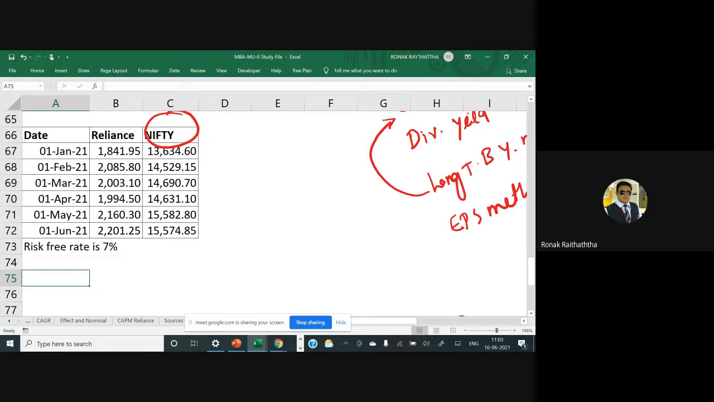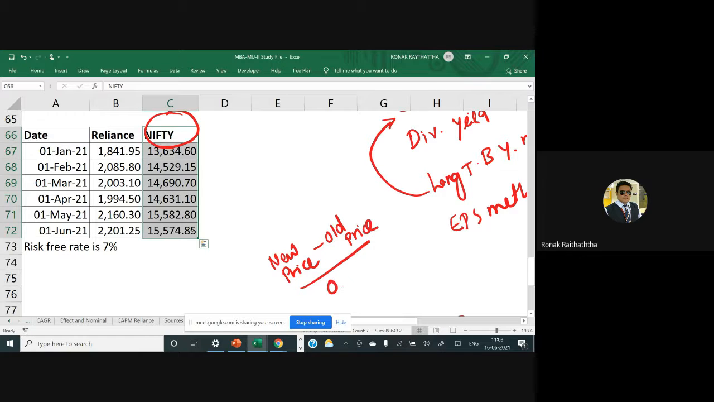So how do we find the return from Reliance and Nifty? Returns can be found by using one very simple formula. Here in this case, the returns will be the return from the increment in market price. We are ignoring any dividends. If we have received any dividends during those periods, we are ignoring that just for the sake of simplicity in the calculation. So return can be found by a very simple formula: new price minus old price, divided by old price, as simple as that.